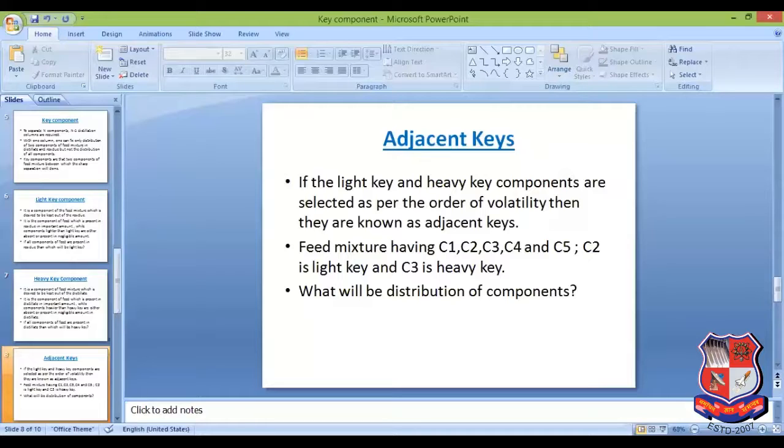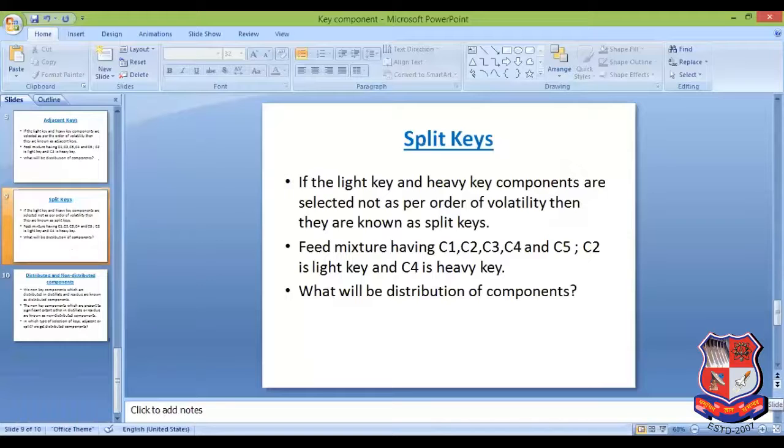The other components are either in distillate or residue, right? Now let's move to the next concept, split key. If the light key and heavy key components are selected not as per order of volatility, then they are known as a split key, right?